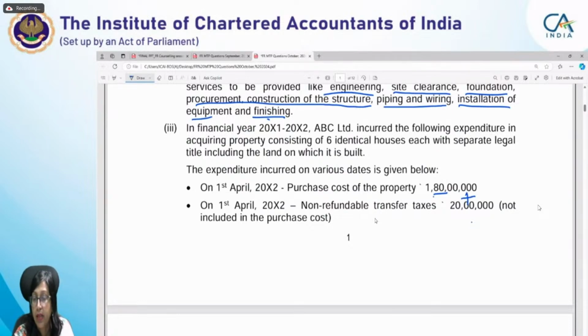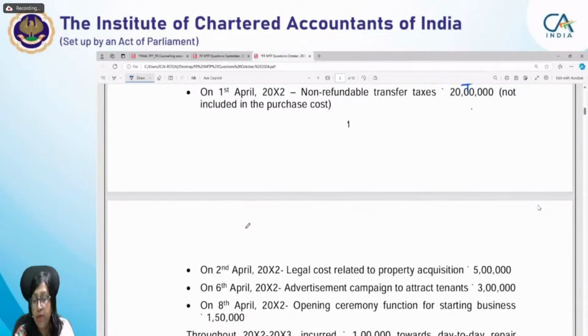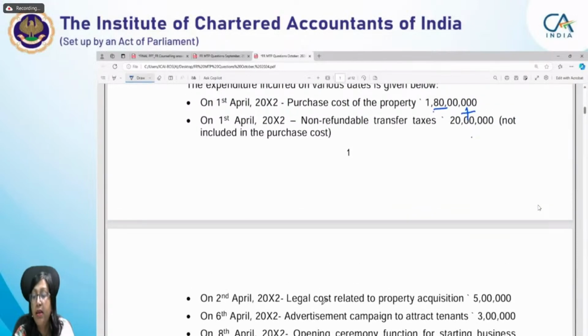Okay. Again, we move on to the third portion. On 2nd April, legal costs related to property acquisition. Obviously, if any acquisition of property is done and any legal cost is incurred, when you are having a property, you have to register it also. You need to go for any legal vetting also. So everything forms part of the cost of the asset. So it is also a capitalized item, and it will again be added.